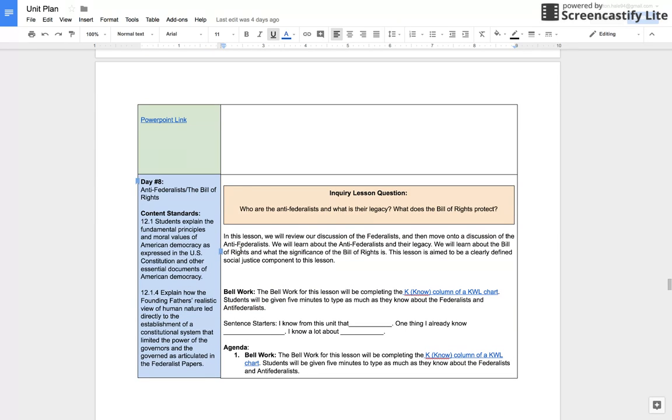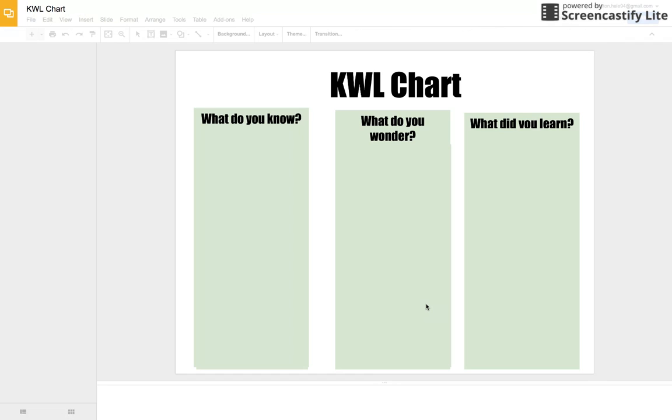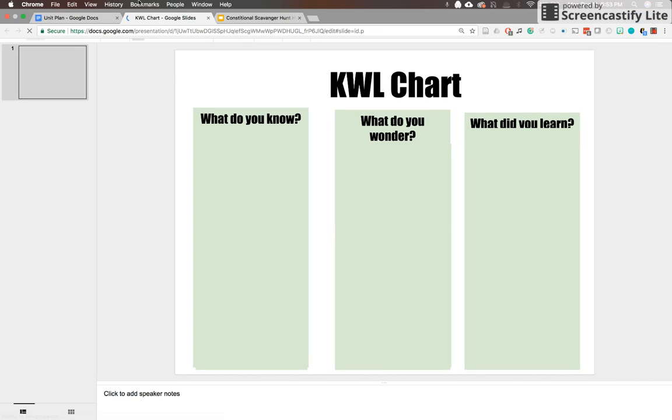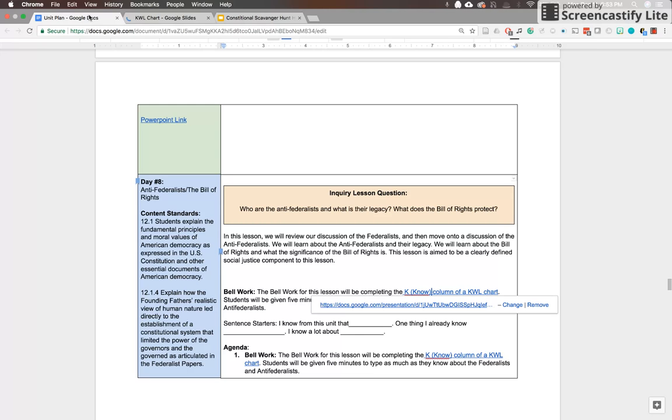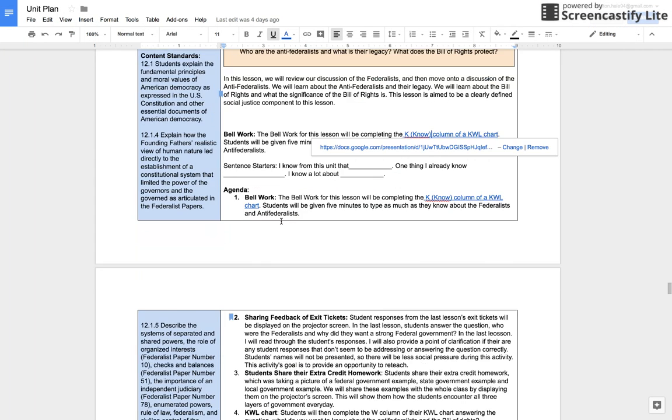Day 8, who were the Anti-Federalists and what is their legacy? Filling out a KWL chart to access any prior knowledge and also aim to be a formative assessment. We have a digital version of a KWL chart that they can follow along in their Chromebooks. Keep on scrolling down.